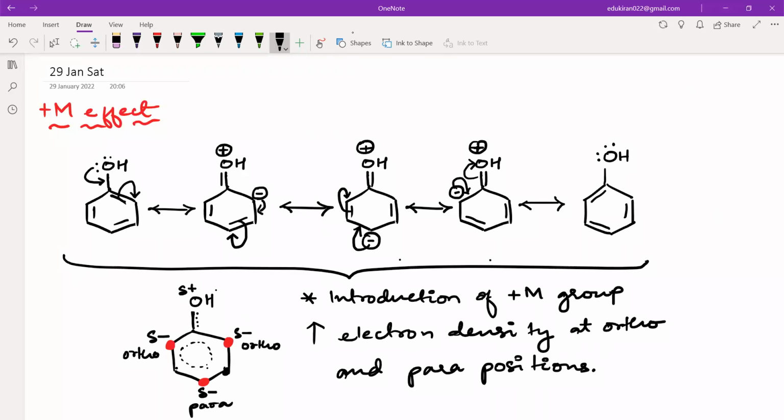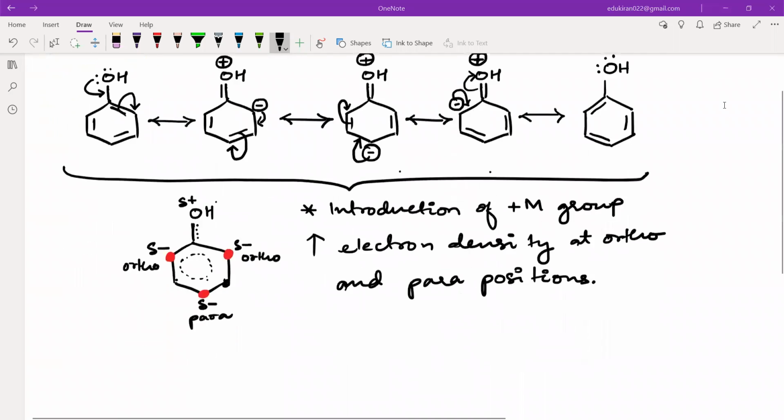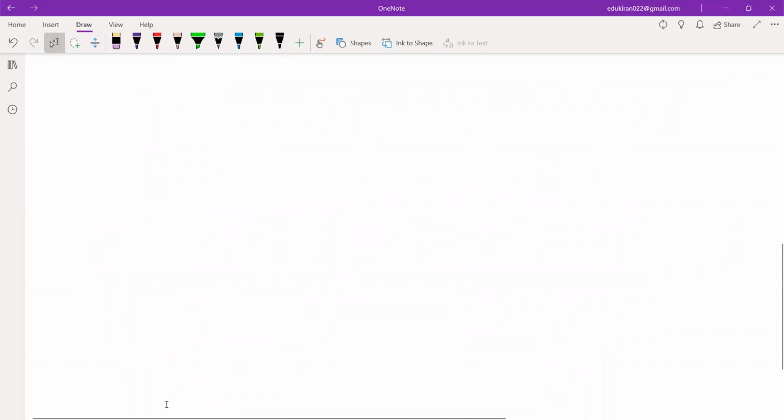All of you understood this? Yes or no? Please tell me. Yes, sir. Okay. Done, sir. Is there anyone who is still writing? Please let me know. Otherwise, I will scroll down to discuss the minus M effect. Done, guys? I think everyone is done.